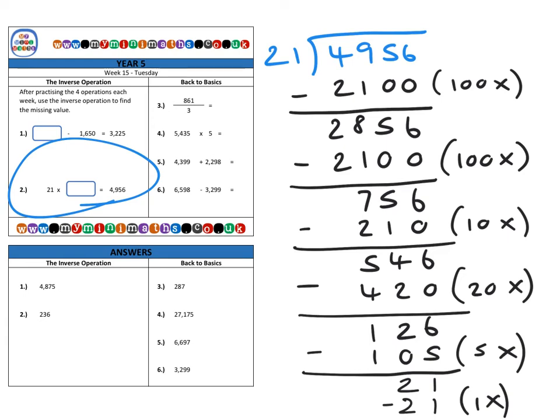And then count up how many bags I made. It's 100, 200, 210, 230, 235, 236. So 21 lots of 236 would give me 4,956. If you need some more help with the long division, there's plenty of help earlier on in the early weeks of year 5. There's also some help in the year 6 section for this as well. But the key thing to remember from this is inverse just means opposite.